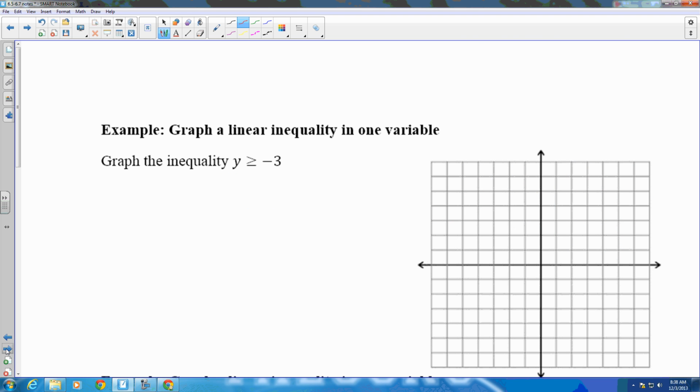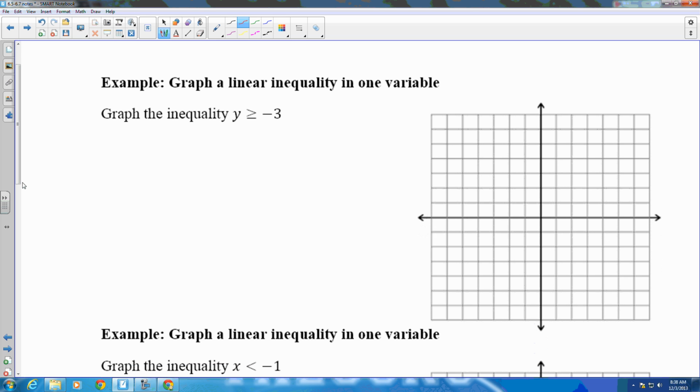Okay, now we're just going to do inequalities in one variable. So those are our horizontal and vertical lines that we love so much. First one, y is greater than or equal to negative 3. We just have to think about what kind of a line that is. If it doesn't have an x in it, that's a horizontal line. Then we have to think about what kind of a line it is, dashed or solid, and it's going to be solid.